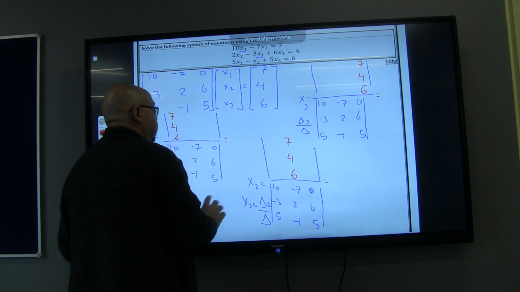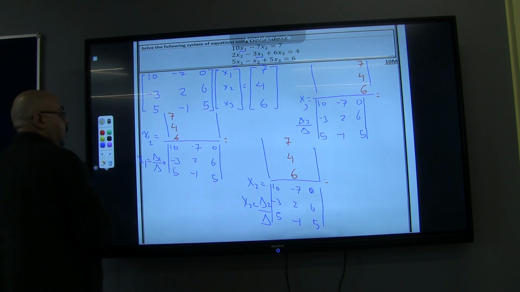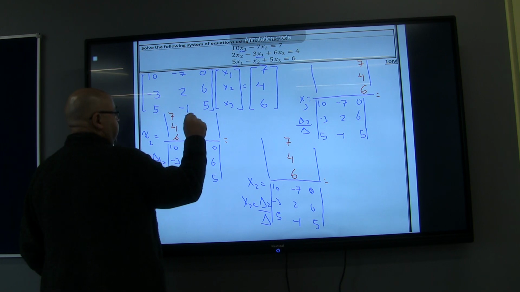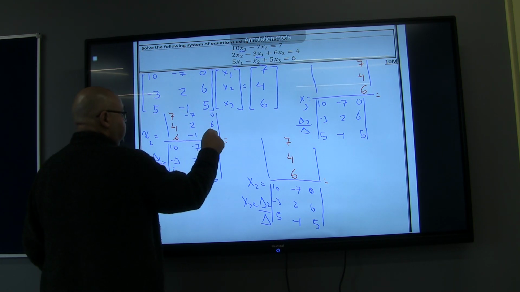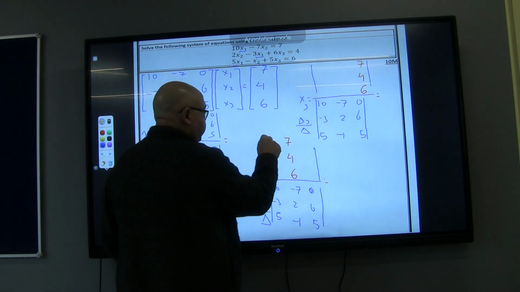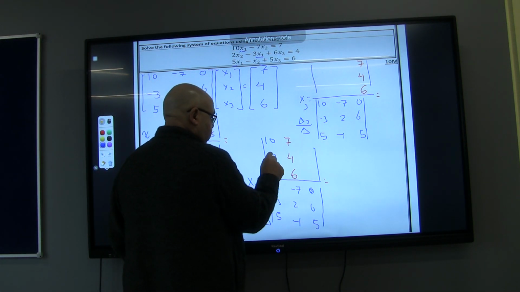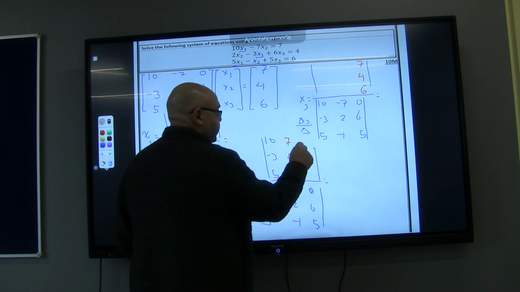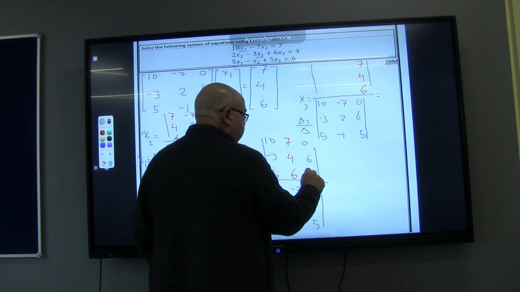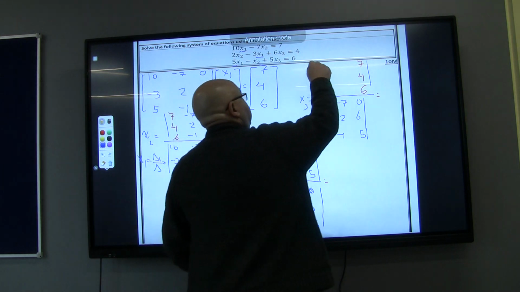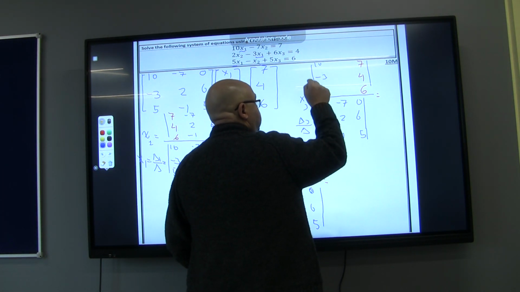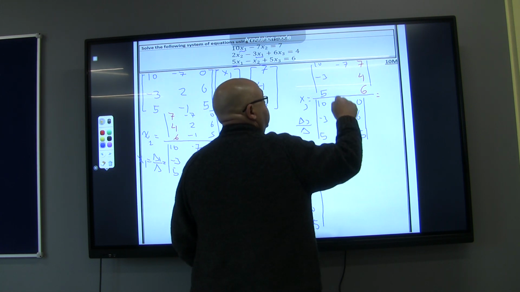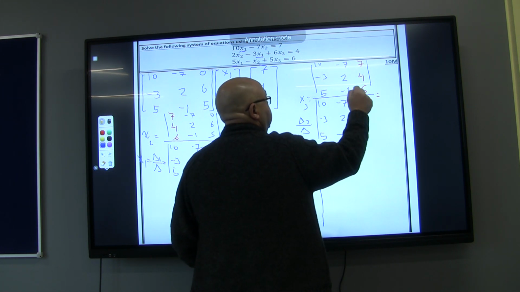You can now get the values of your determinants. The other columns will be the same: negative 7, 2, and negative 1, and for this 0, 6, and 5. In a similar manner, it is going to be 10, then negative 3, then 5, then 0, 6, and 5. And almost the same way, 10, negative 3, 5, then negative 7, 2, and negative 1.